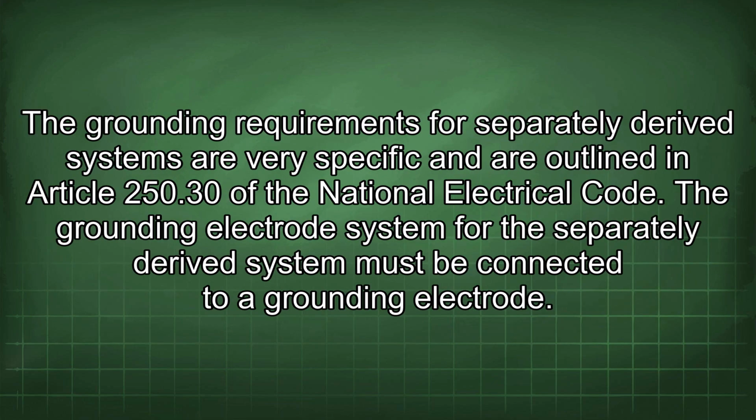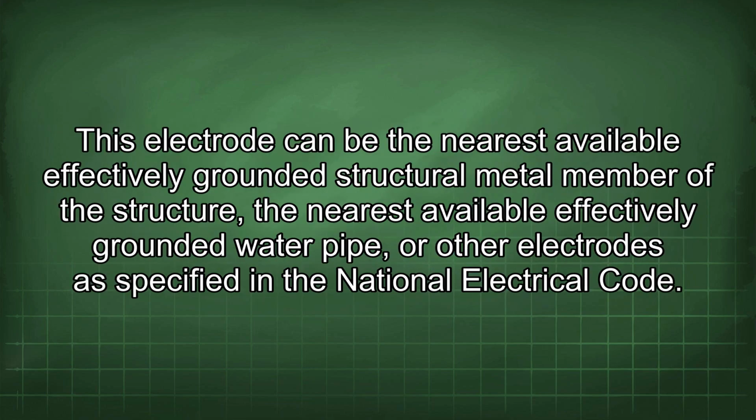The grounding requirements for separately derived systems are very specific and are outlined in Article 250.30 of the National Electrical Code. The grounding electrode system for the separately derived system must be connected to a grounding electrode. This electrode can be the nearest available effectively grounded structural metal member of the structure, the nearest available effectively grounded water pipe, or other electrodes as specified in the National Electrical Code.